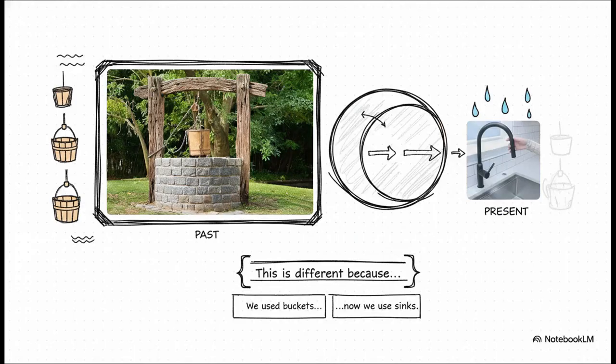For example, looking at an old stone well next to a modern faucet, a learner can confidently say, this is different because we used buckets in the past, but now we use sinks. See how perfectly that sentence frame unlocks the insight? The stark visual of the well and the faucet gives them the context. The Venn diagram gives them the mental structure to compare the two, and the sentence frame gives them the voice to actually explain it. It's just a complete, beautifully designed learning loop that brings the whole concept home.